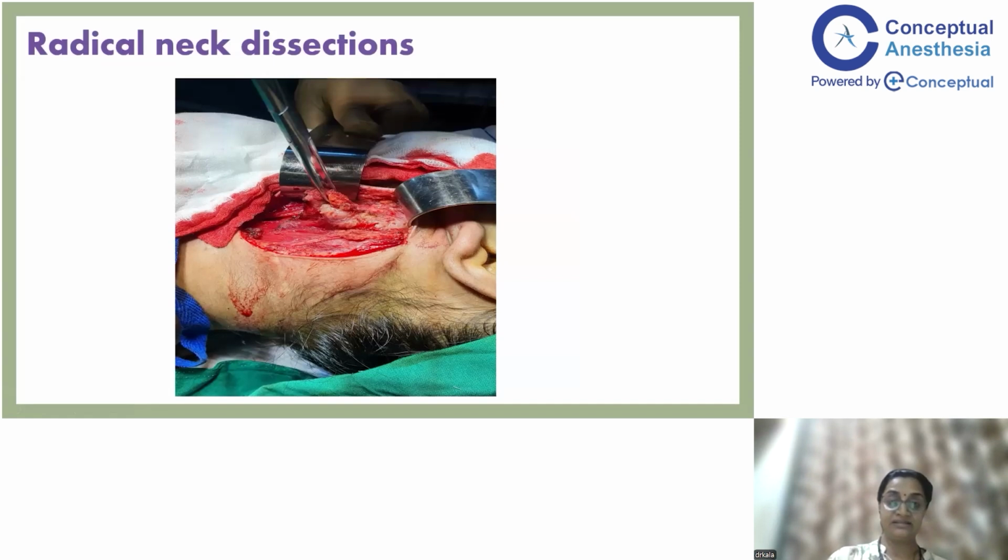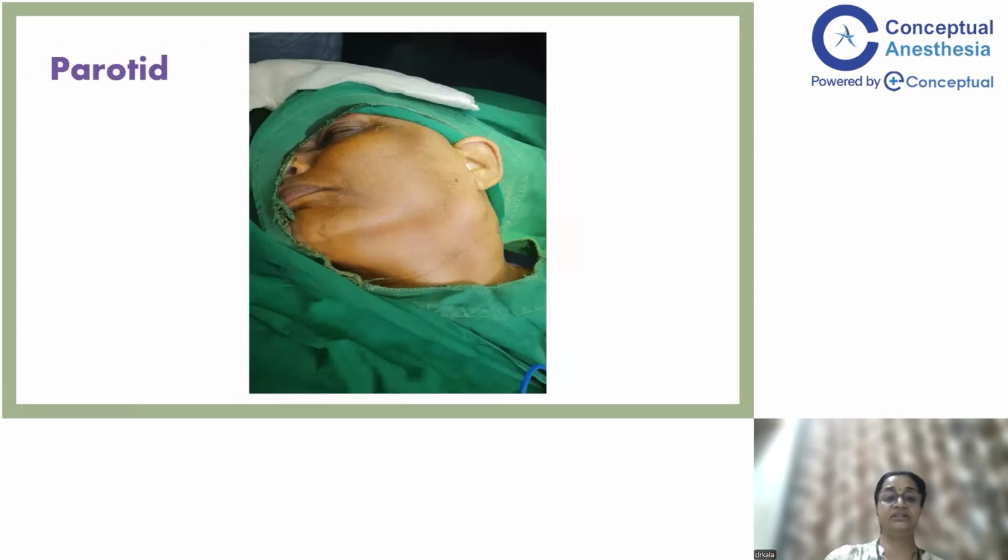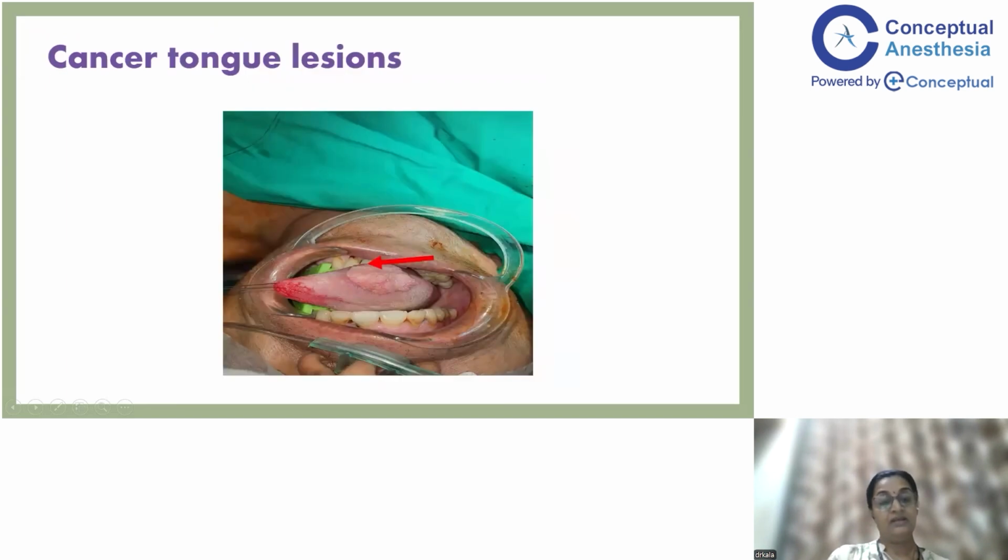This was a radical neck dissection, which we generally do under general anesthesia. And this is parotid surgery, actually malignant parotid, and total parotidectomy, mostly done under GA. Now, coming to cancer tongue lesions, they do a wide excision and then bilateral radical neck dissections. Generally the ideal anesthesia technique is general anesthesia with endotracheal intubation, with or without muscle relaxants.